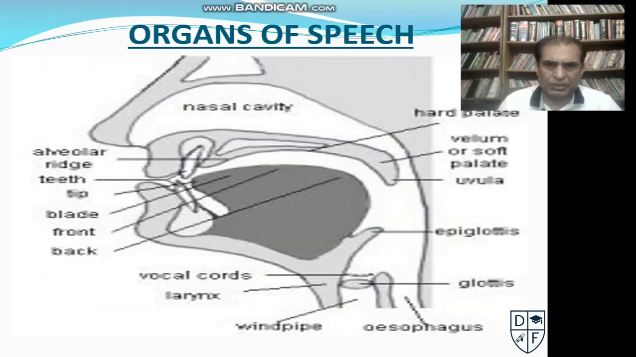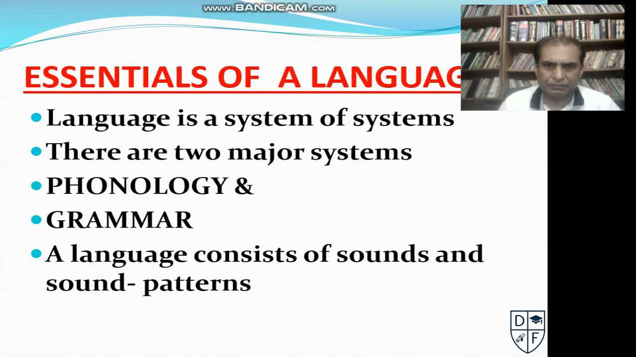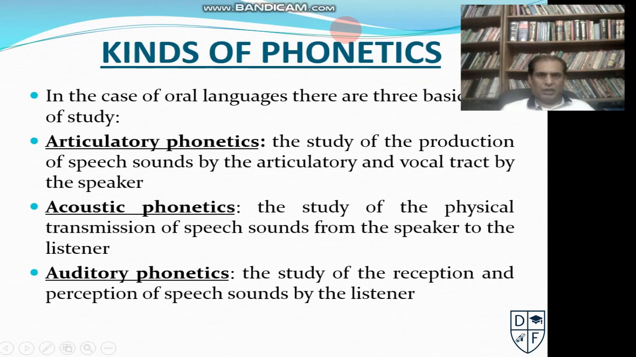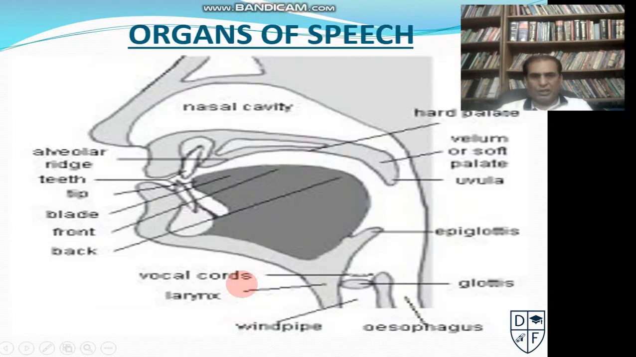We started from here. Essentials of language, there are two: phonology and grammar. Then we talked about what phonetics is: the scientific study of speech sound without reference to any language. Then phonology, the study of speech sounds of a particular language. Then kinds of phonetics: first articulatory, second acoustic, third auditory phonetics.